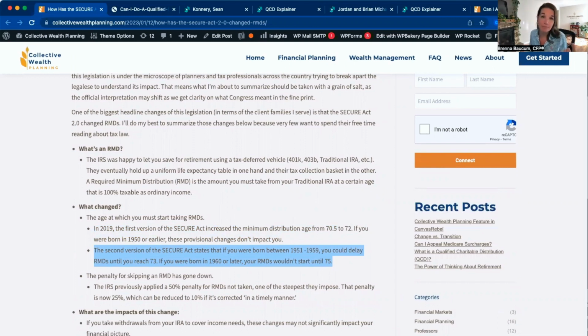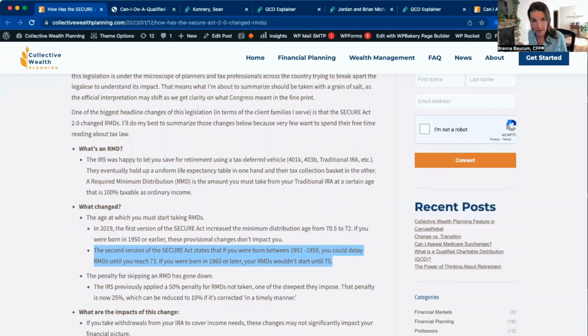IRA account type. Qualified charitable distributions, as we mentioned, can only be made from certain types of IRA accounts: traditional IRAs, inherited IRAs, SEP IRAs, SIMPLE IRAs. QCDs cannot be made from Roth IRAs or from after-tax accounts. And then the third, which I've harped on a little bit, is the direct donation. It has to be made directly from the IRA custodian to the charity as described.